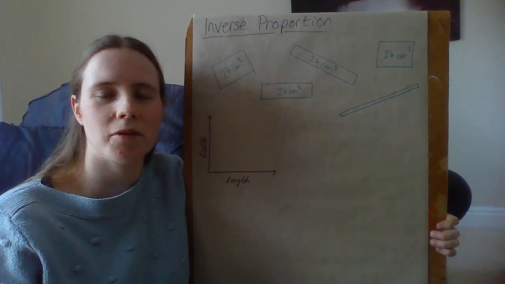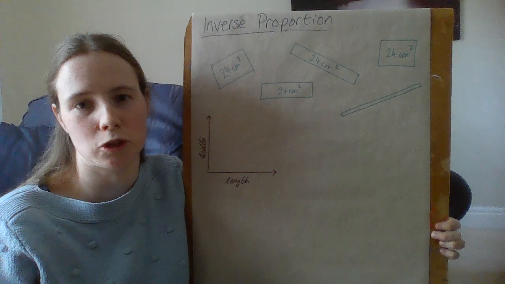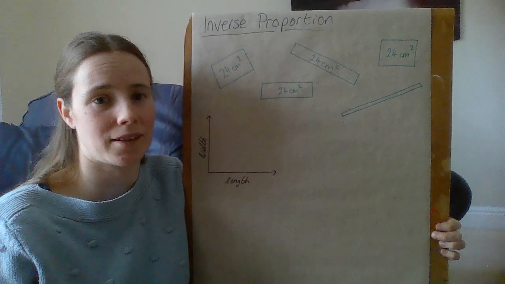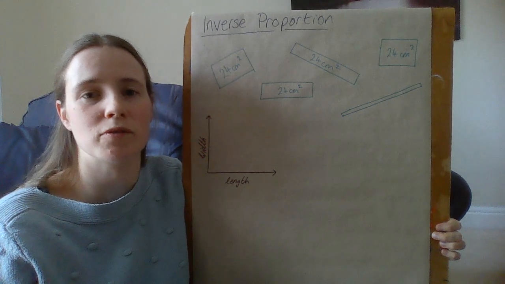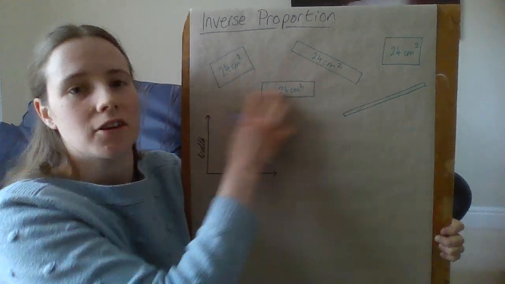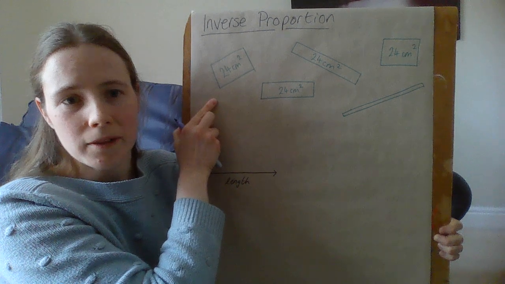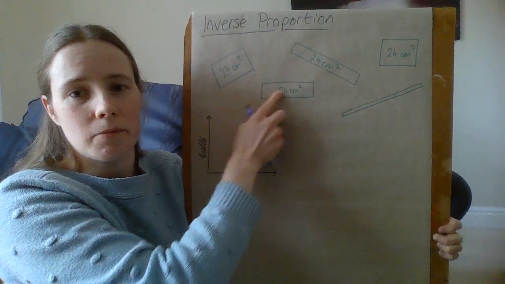Hello, I'm going to talk you through a couple of relationships that have what we call inverse proportion. So the first one is, imagine I have a rectangle and I know that the rectangle has an area of 24 centimetres squared. There are actually loads of different possible rectangles I could have with different dimensions. Pause the video for a moment and have a think about what different possible dimensions they could be.